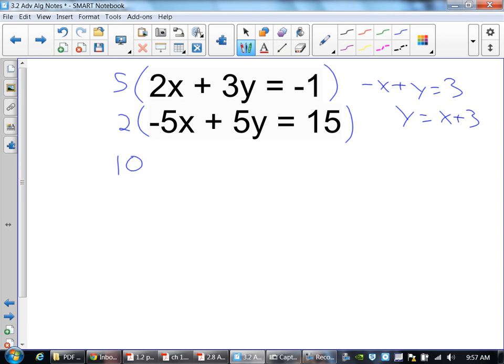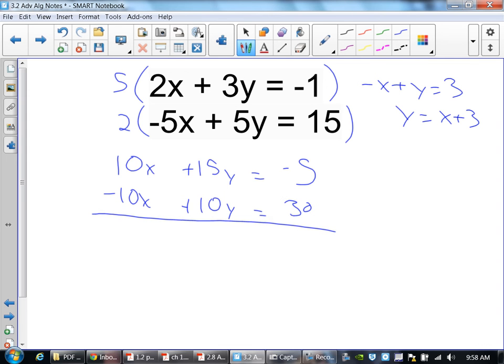So you had 10x, 15y is negative 5. One suggestion: when you start multiplying these things together, since you're going to have to subtract all of it, give yourself a little bit of space. So you have negative 10x, 10y is 30. Now when I space it out, I've got more room to write. Everybody see that? It's the same thing. These go away. This is 25, and that's 25. Y is 1.